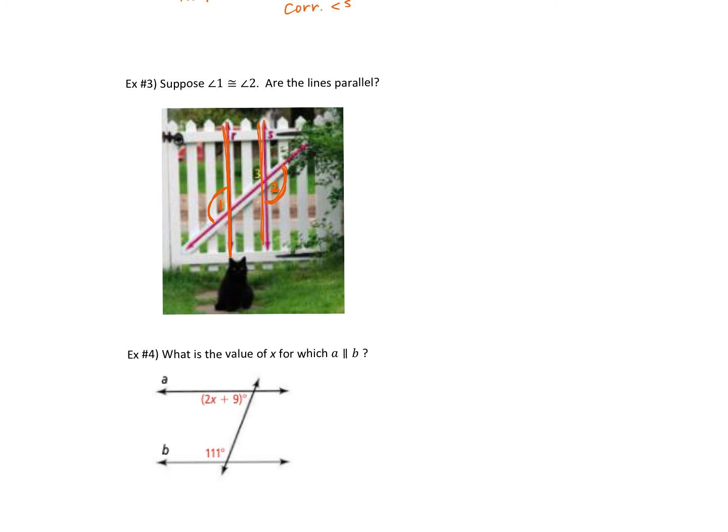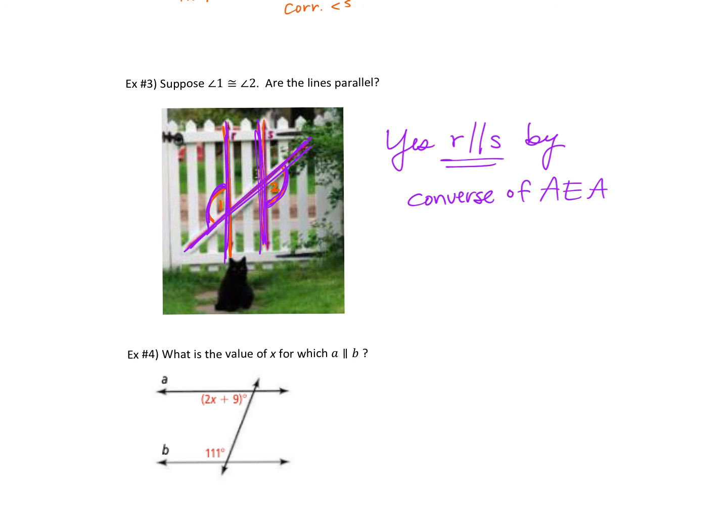Corresponding. They're not corresponding. They're alternate exterior angles, right? With this transversal, these are alternate exterior angles. So if 1 and 2 are congruent, then we can say yes, R is parallel to S by, whenever you prove lines parallel, it's always by a converse, the converse of whatever type of angles those are, and those are alternate exterior angles.